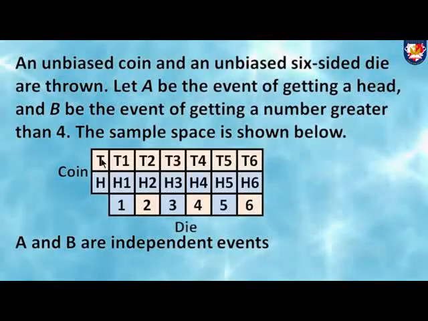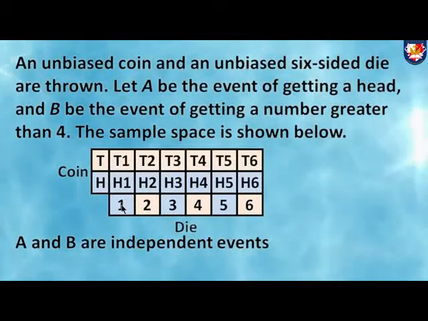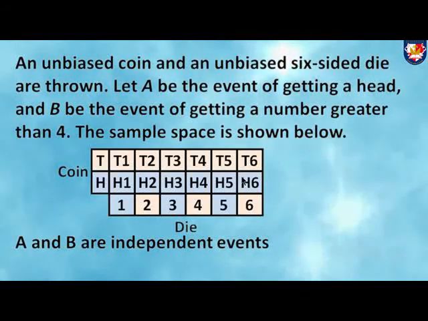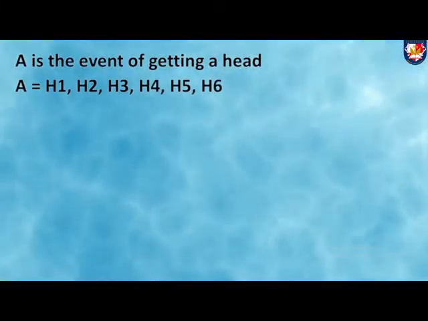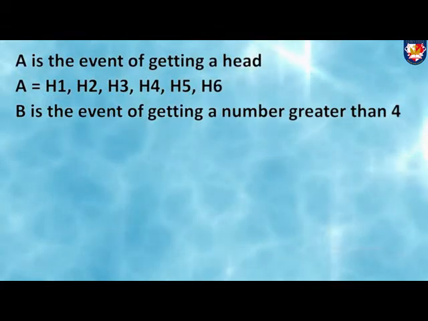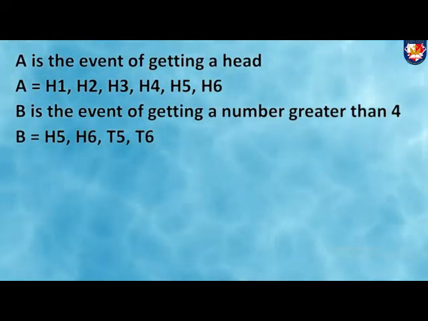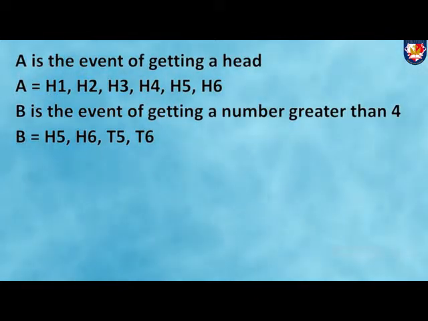So tail and head for a coin, numbers 1 through 6 for the die. These are the outcomes, so there are 12 total outcomes. A is the event of getting a head, so the favorable outcomes are H1 through H6. And event B is the event of getting a number greater than 4. The favorable outcomes are H5, H6 and T5, T6.